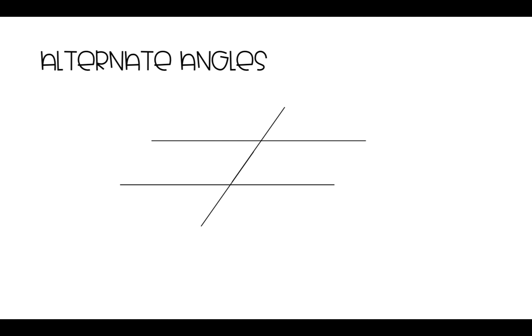Then we have alternate angles. Alternate angles are both inside the parallel lines but opposite to each other. Now these look the same, don't they? So we say that these are equal.